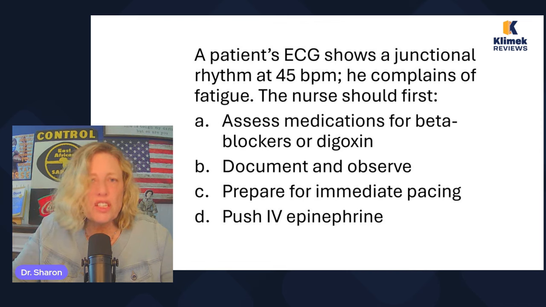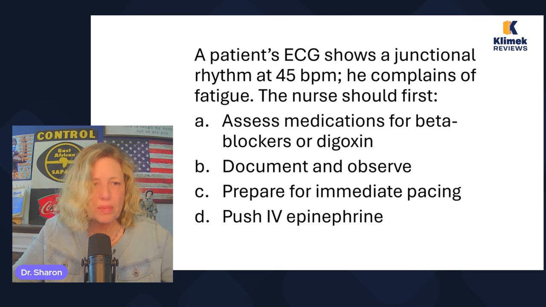A patient's ECG shows a junctional rhythm at 45 beats per minute. He complains of fatigue. The nurse should first assess medications for beta blockers or digoxin, document and observe, prepare for immediate pacing, or push IV epinephrine.